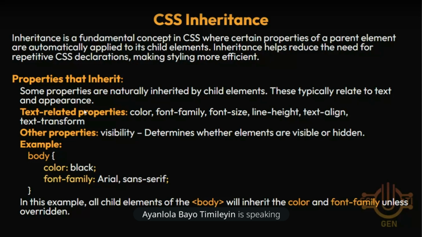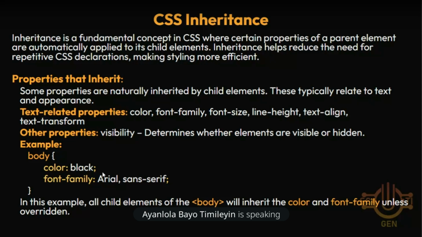Some of the text-related properties are color, font family, font size, line height, text align. We also have text transform. We might have seen this, but might not really pay much attention to it, right? If you give a parent element a particular color, let's say color red, all the child elements will inherit the same color you set on the parent element. Other properties are we have the visibility, which determines whether elements are visible or hidden.